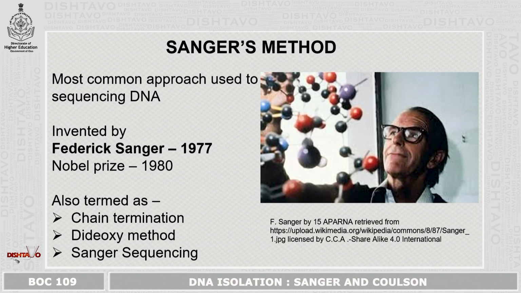In this module, we will learn about Sanger's method, students. And this method is the most common approach to sequencing DNA. And if you see on your right-hand side, it is Frederick Sanger. He is the scientist who invented this Sanger's method of sequencing in the year 1977, for which he received the Nobel Prize in the year 1980.